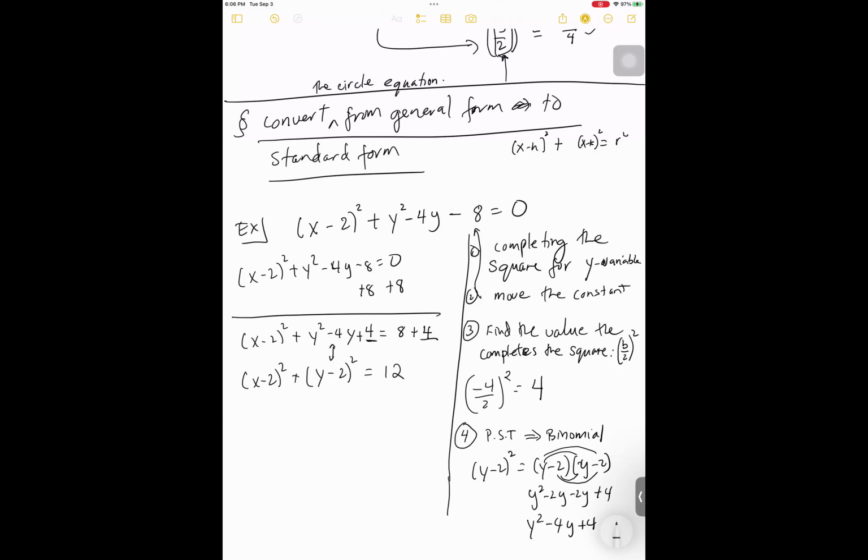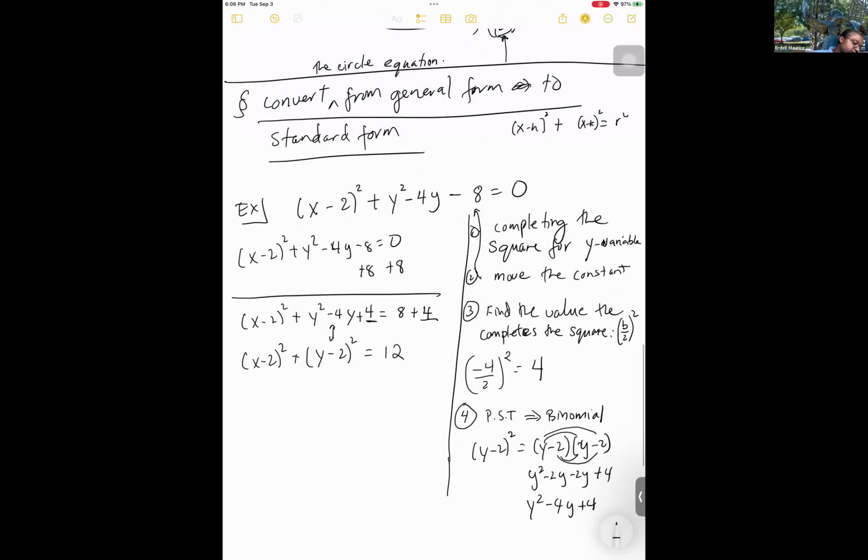Gotcha. Cool. Thanks. And so now I can say that the center is going to be (2, 2), and the radius is going to be the square root of 12. Questions there?